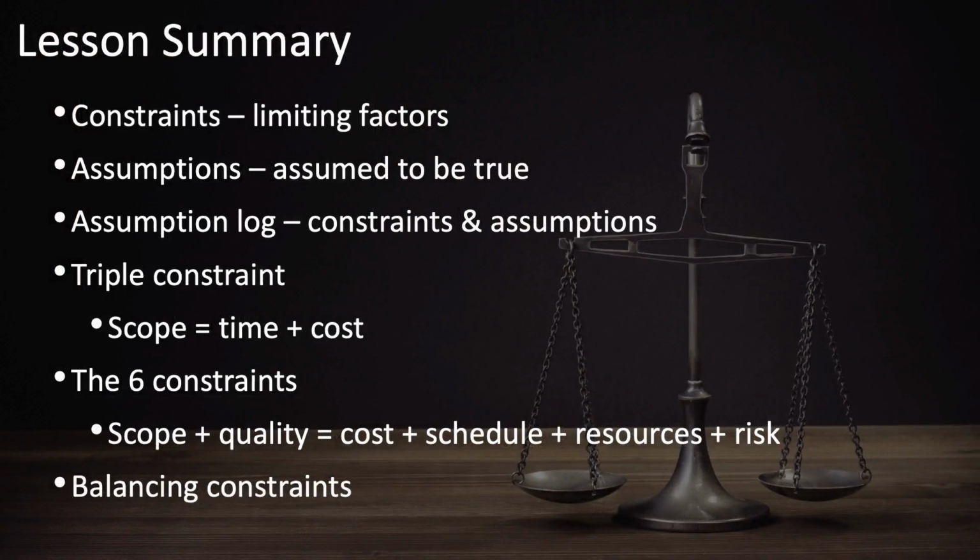To summarize this lesson, remember that constraints are limiting factors, whereas assumptions are things that are assumed to be true, but may or may not be, and that the assumption log contains both the constraints and the assumptions. We spent a significant amount of time on the triple constraint, which is the combination of scope, time, and cost, which can be represented using the triangle or using this formula of scope equals time plus cost. We also discussed and practiced balancing the 6 constraints, where scope and quality equal cost, schedule, resources, and risk.